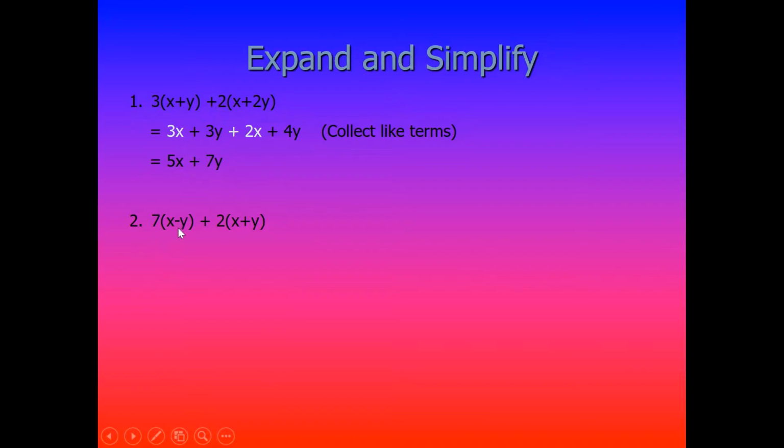Second one, 7x take away y, so 7x minus 7y, and then 2x plus 2y, and then collect like terms and go from there. So 7x plus 2x is 9x, minus 7y plus 2y, be careful with this, minus 7y plus 2y is minus 5y.